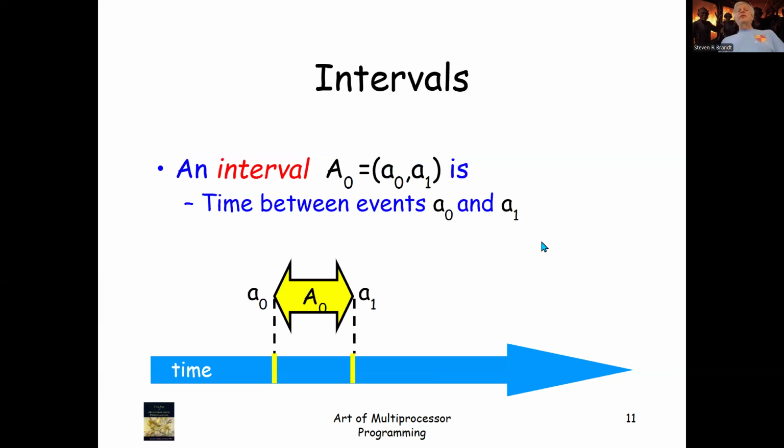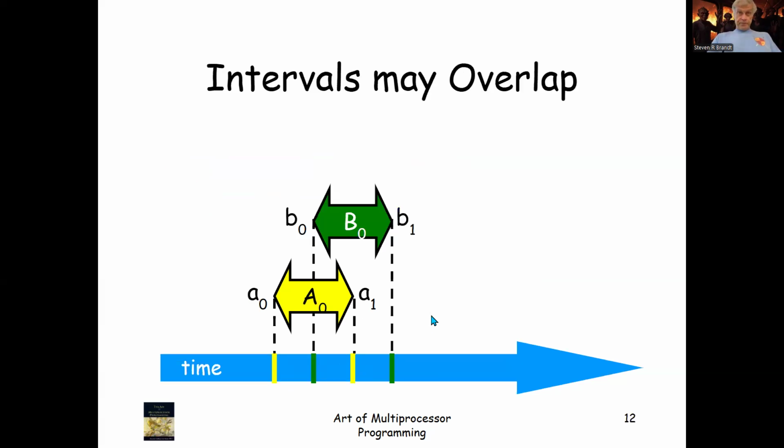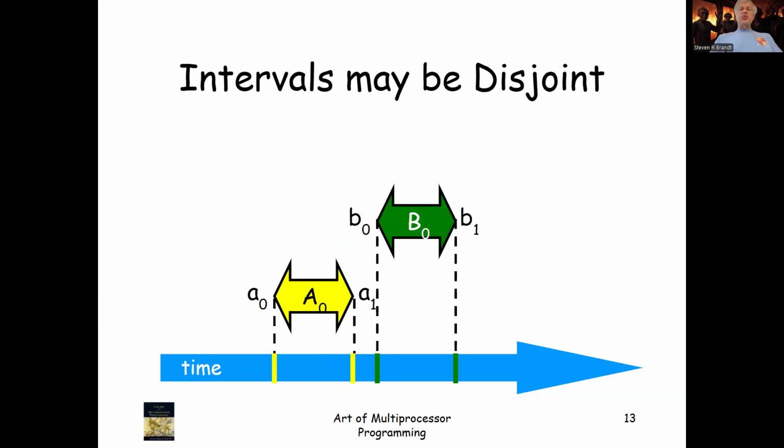We also have a notion of an interval, which we like to draw with a capital letter, and it's the space between 2 events. So I've got events A0 and A1, and I've got capital A0 in between them, which is that whole interval. It might be that this is when a method call starts, and this is when a method call ends, and this whole region is the time it takes to do the method call. And intervals can overlap, or they can be disjoint.